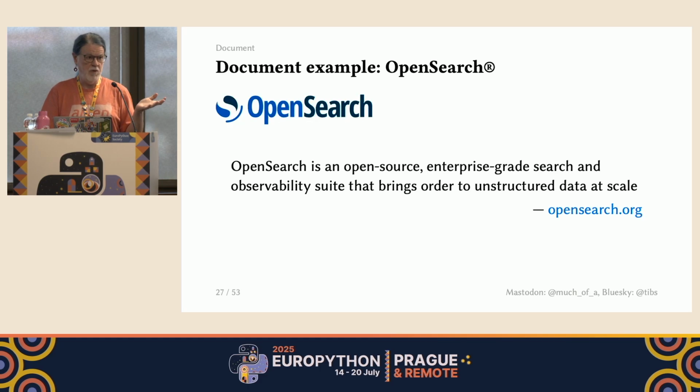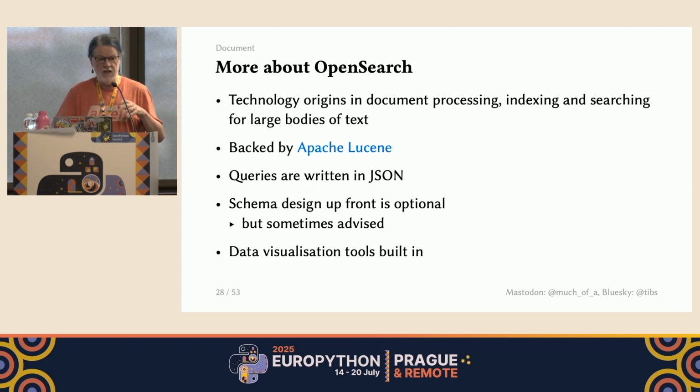My example here is OpenSearch, which is an open source enterprise-grade search and observability suite. I love that. It's so enterprisey. It brings order to unstructured data at scale, and that's our key factor here. The technology origins are in document processing, indexing, and searching. It's backed by Apache Lucene, which is a project from 1999, a big Java library that handles manipulating large bodies of text, tokenizing, searching, and so on.